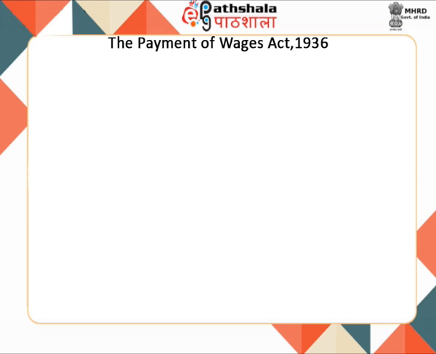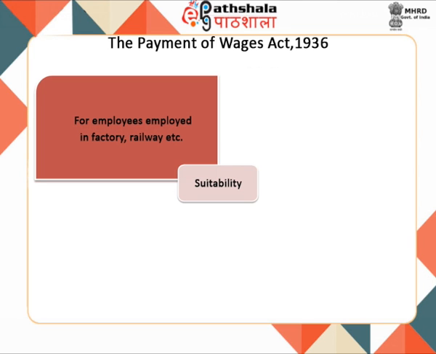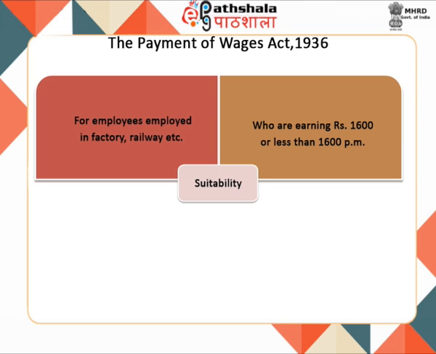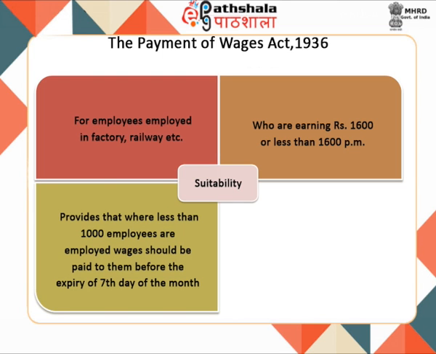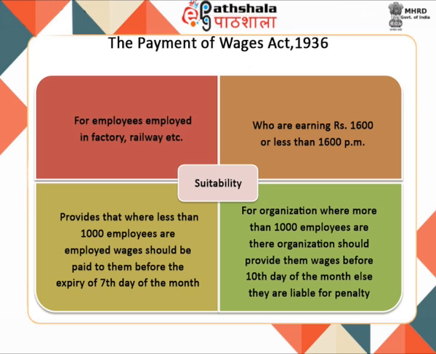We will now throw some light on the applicability of this act. Basically, this act is for employees employed in factories, railways, etc., who are earning rupees 600 or less than rupees 600 per month. This act also provides that where less than 1,000 employees are employed, wages should be paid to them before the expiry of the seventh day of the month. For organizations where more than 1,000 employees are there, they should provide them wages before the 10th day of the month, else they are liable for penalty.